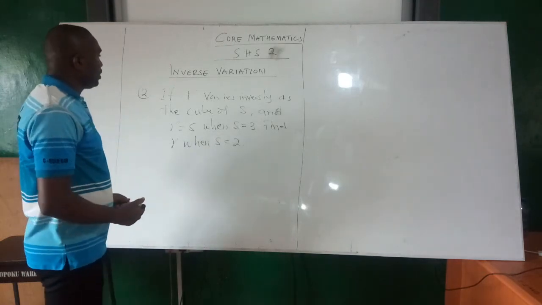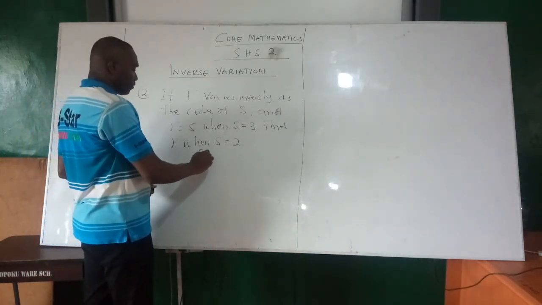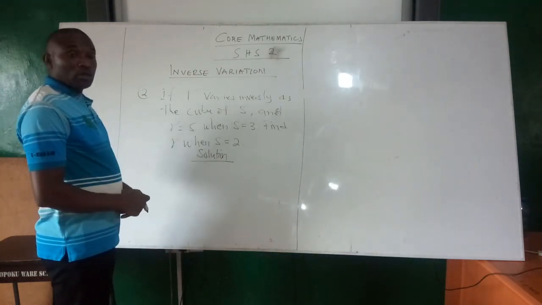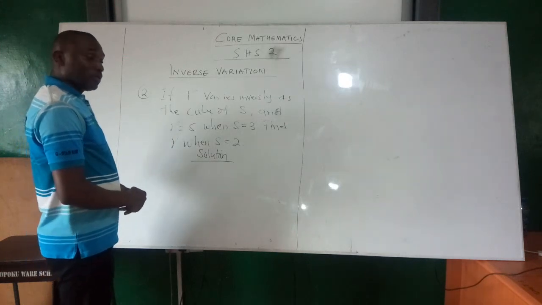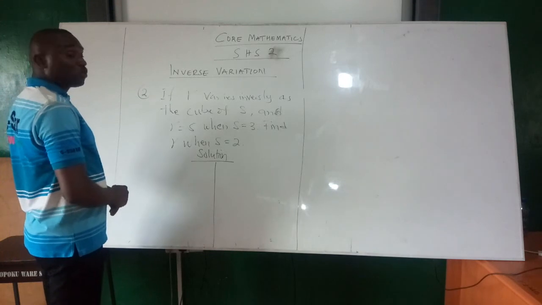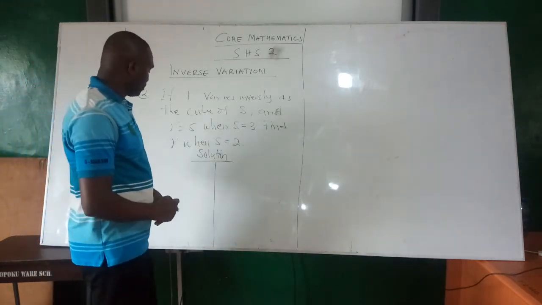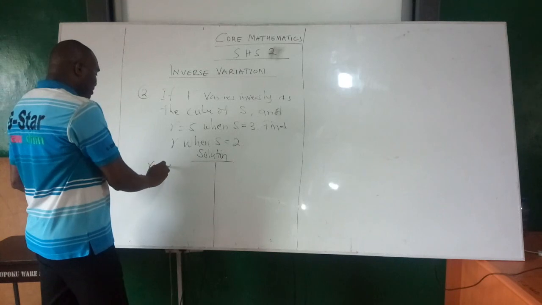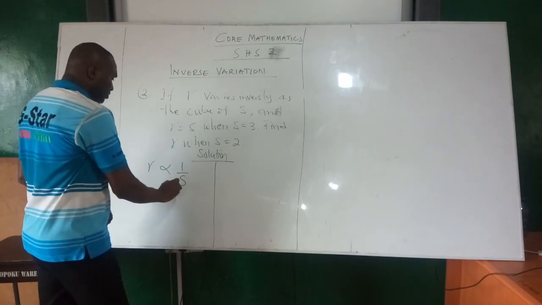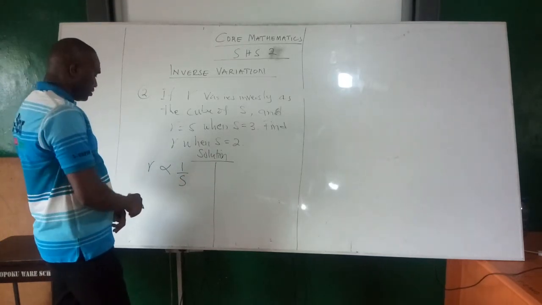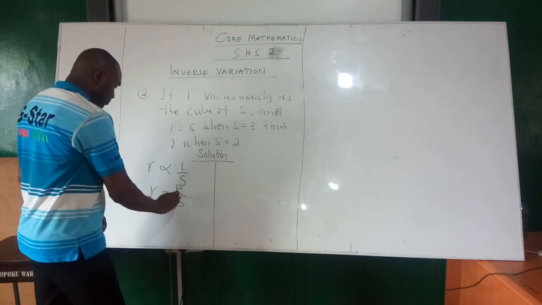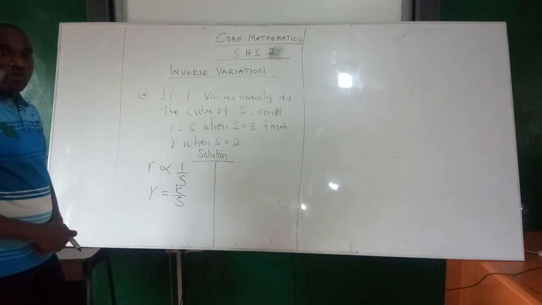Okay, so in our solution, step 1 is to write the correct equation. So for the correct equation, we have r is inversely proportional to s, 1 over s. R equal to k over s. We've gotten our equation correct.